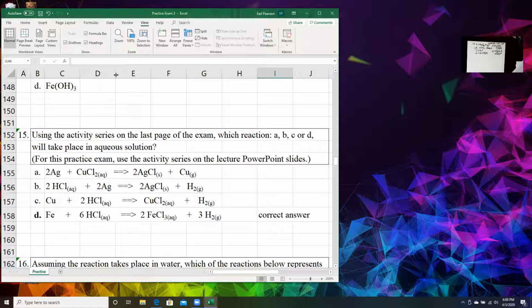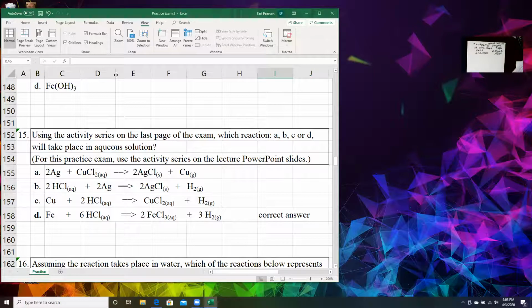There's a problem that I've run into with putting exams on quizzes in D2L. I've not found yet how to attach a file to a quiz. I know how to upload files, do all that kind of stuff, but I have not found a way to, for example, link this question 15 to an activity series. So this one we would have to answer using an activity series table.